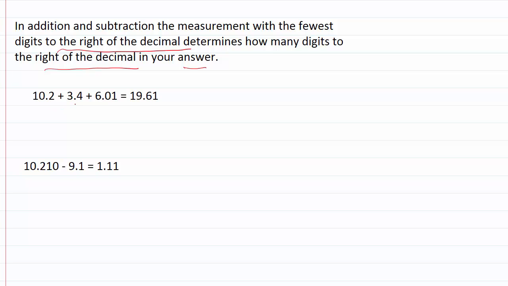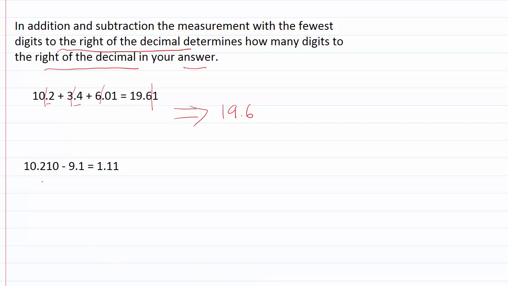Here we've got 10.2 plus 3.4 plus 6.01. Now this time, because it's an addition problem, I'm not going to count sig figs. I'm going to say how far past the decimal do I go. Well, as far as I can go is to the first position, because I've got these two that only have one place past the decimal, so I'm going to have to cut this off and call it 19.6.